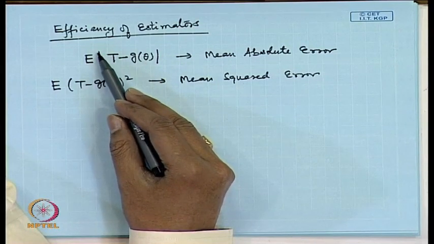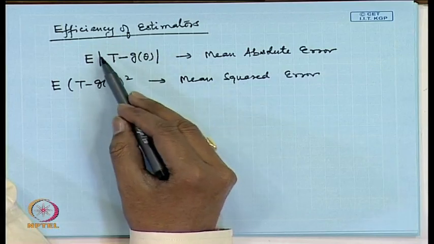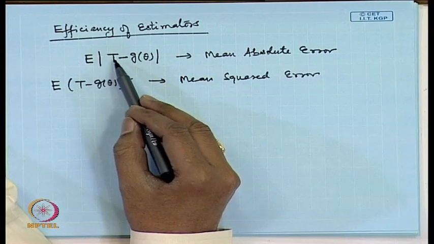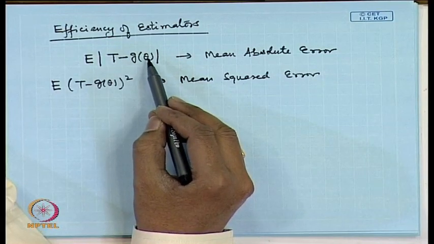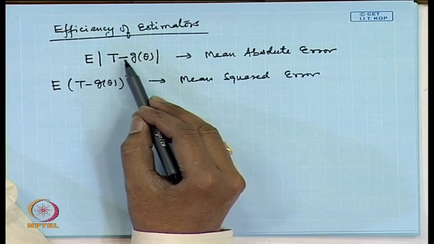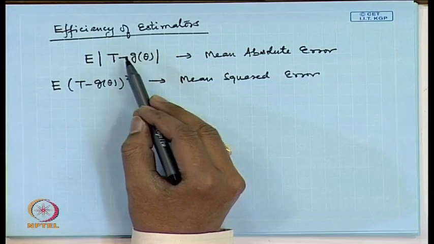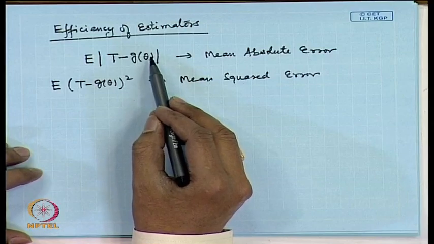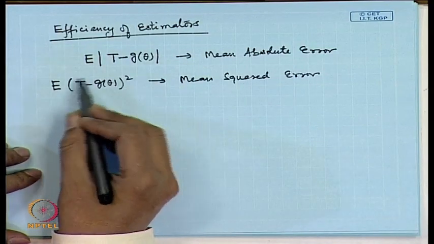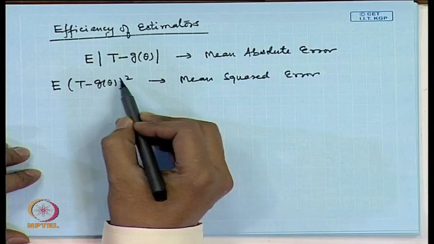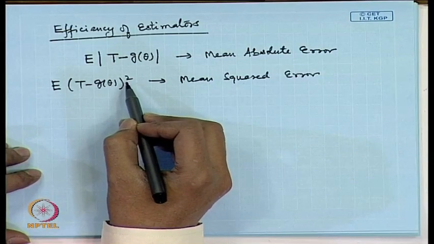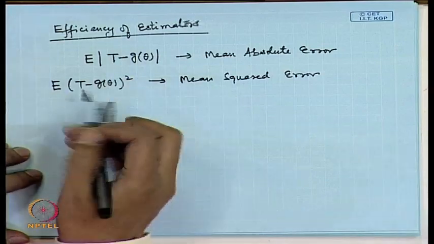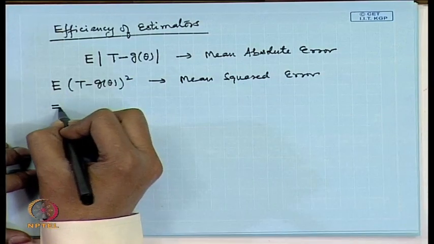The second point is that if we look at it mathematically, this function is not easy to handle. The main problem is that the modulus function is not a smooth function, because it has a corner at T equal to g theta, where it is not smooth. Whereas, if we look at the mean squared error, it is easy to evaluate and it has a simple interpretation.